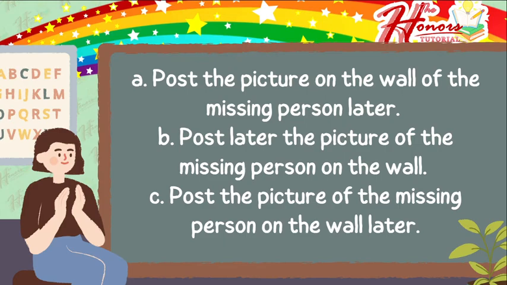A. Post a picture on the wall of the missing person later. B. Post later the picture of the missing person on the wall. Or letter C. Post the picture of the missing person on the wall later. What do you think is the correct answer?